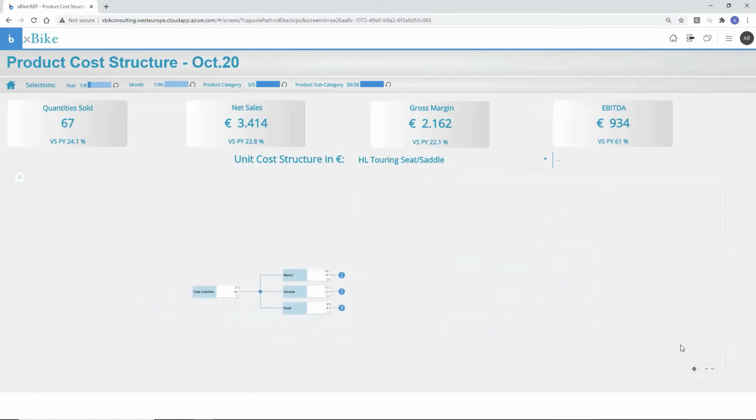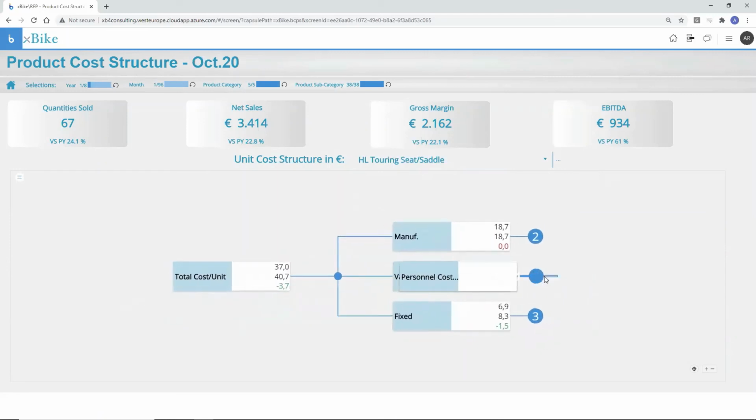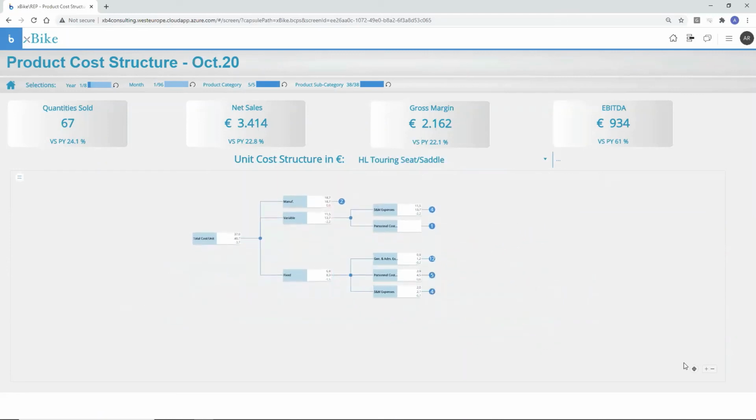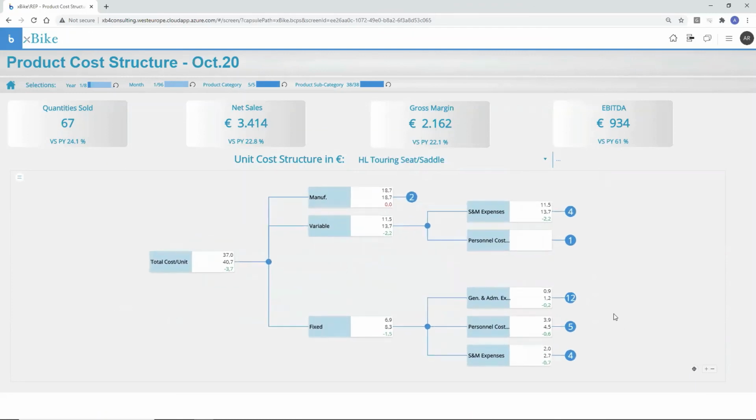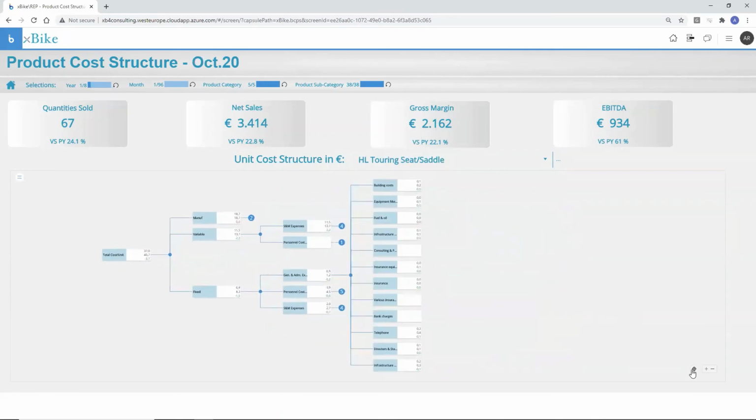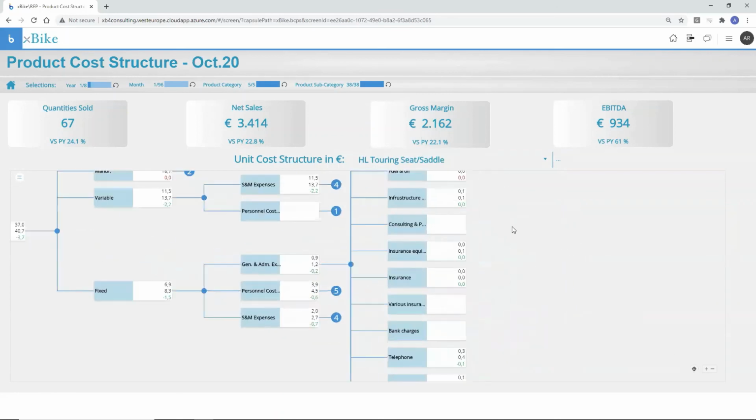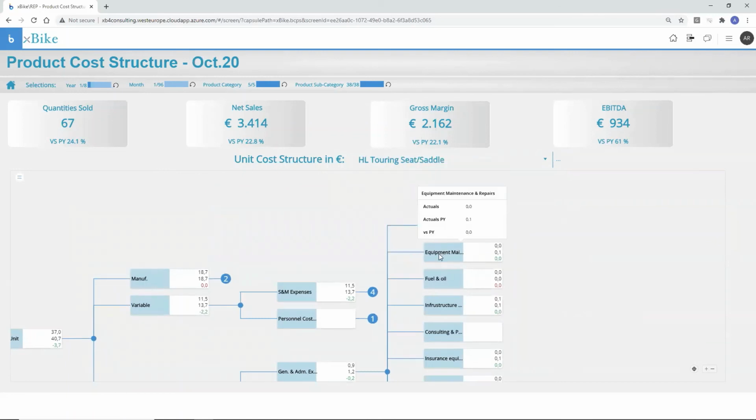And again, on the variable costs, if I open those two, I can see that in my variable cost, I have some sales and marketing expenses, personal expenses. Here are some general expenses. I find back the personal expenses, but this time it's fixed, not variable, and other fixed sales and marketing expenses, which I can again drill further and really see the individual cost components: building expenses, equipment and material, fuel and oil, infrastructure, etc.